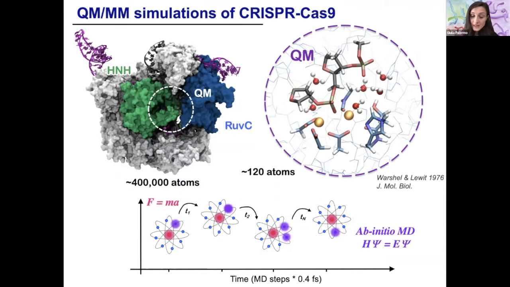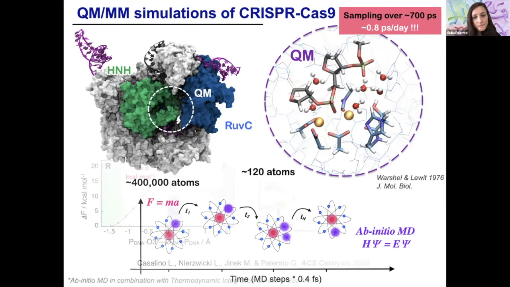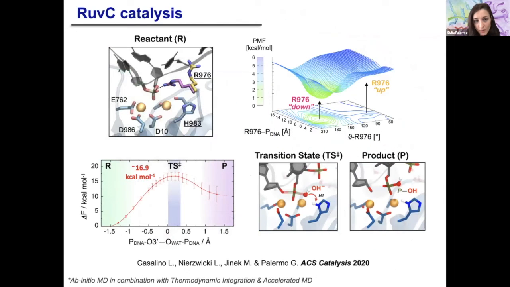The method that we use is based on molecular dynamics and is actually extremely expensive and quite complicated. It takes a lot of time to run these simulations, and these are quite expensive. But it's actually very powerful, because, as you can see here in the case of RAV-C, we can follow dynamically the catalysis from the reactants to the products.